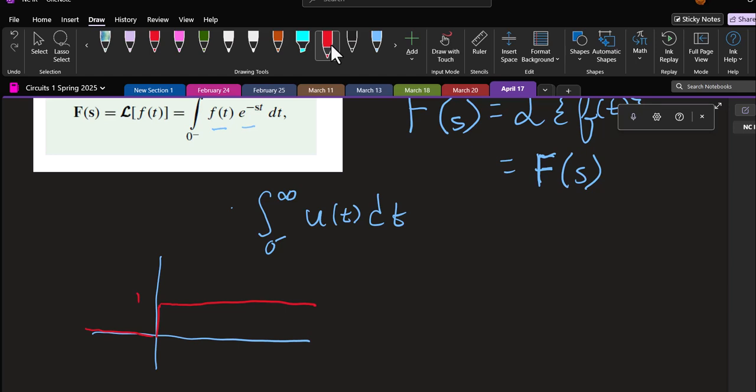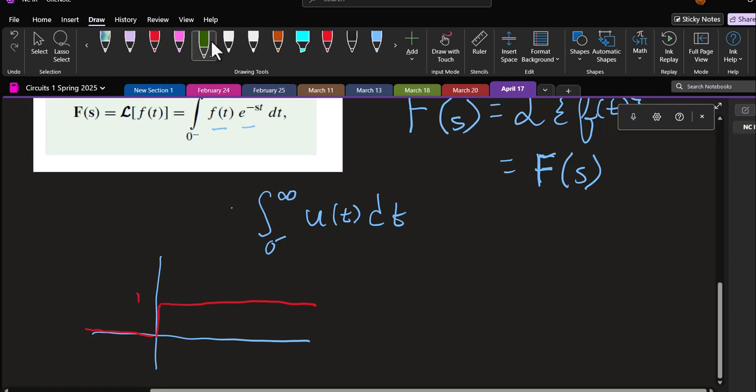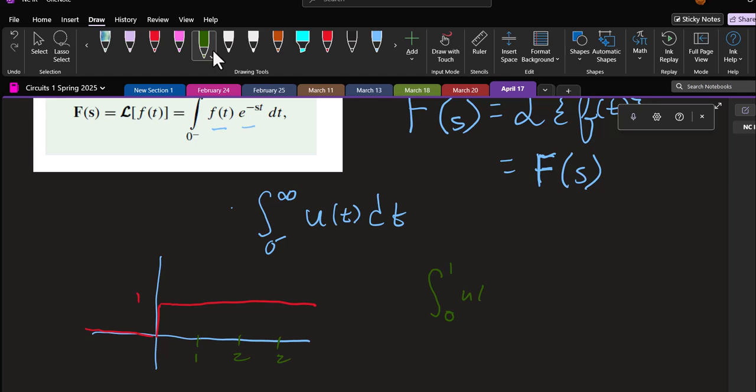Okay, so geometrically, what is an integral? Area. So what would the integral from 0 to 1 of u of t dt be? 1. What would the integral from 0 to 2 of u dt be? 2. How about the integral from 0 to 65 of u of t dt? 65.